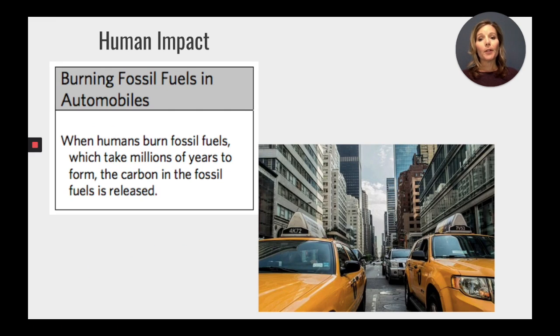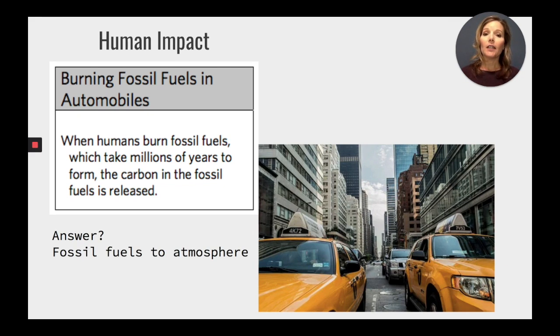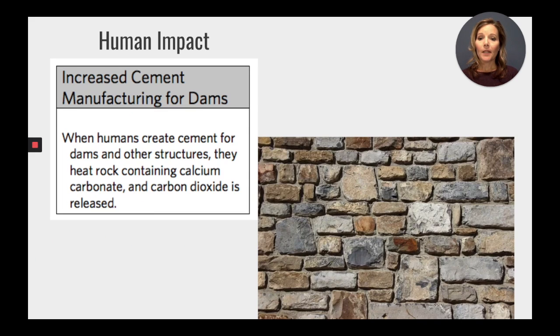My answer for burning fossil fuels in automobiles was that we're taking fossil fuel carbon and moving it into the atmospheric carbon. My answer for increasing cement manufacturing, not only for dams, but for other structures. In this case, I'm looking at the rock carbon pool moving to the atmosphere carbon pool.